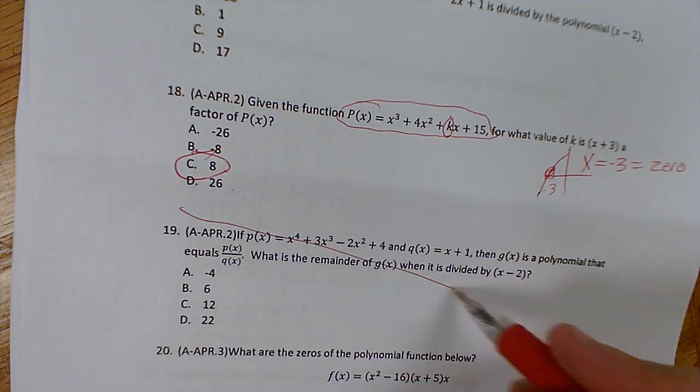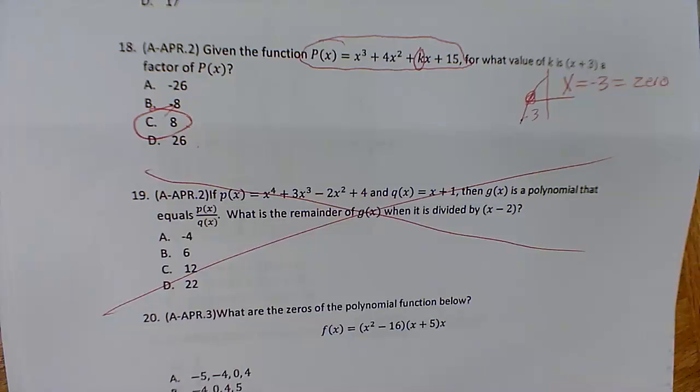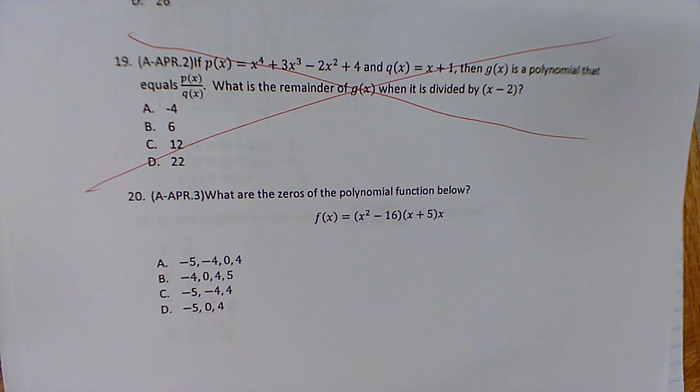So we're going to skip number 19. And we'll go ahead and do 20. This one is a breath of fresh air. Go ahead and try this one. It says, what are the zeros of the polynomial function? So when in doubt, graph it out. So I'm going to type this in Desmos. I'm not going to change anything about it.